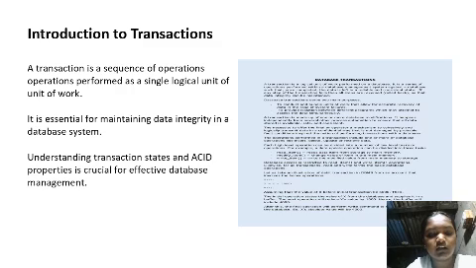Understanding transaction states and ACID properties is crucial for effective database management. Database transaction. A transaction is a logical unit of work performed on a database. It is a series of operations performed within a database management system against a database such that once completed, the data is left in a reliable and consistent state. If any step of the transaction fails, then all steps are reversed. It is rolled back so that data integrity can be maintained.